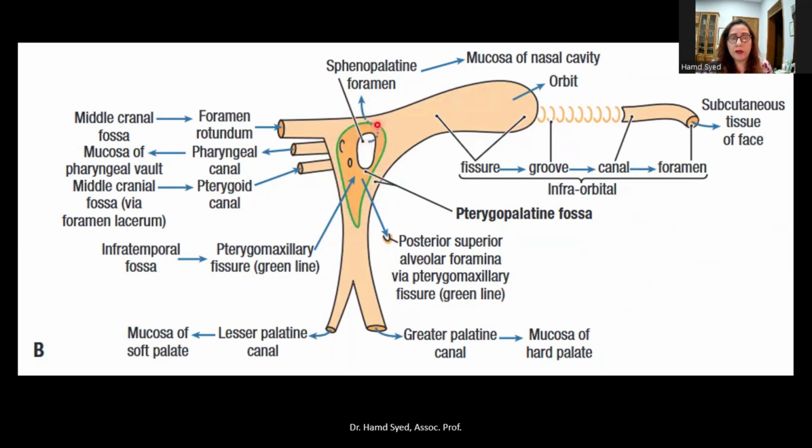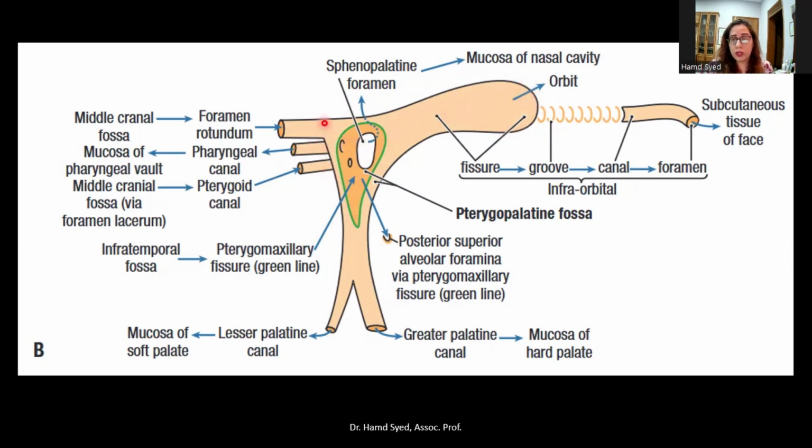The sphenopalatine foramen. Through this, the communication is with the mucosa of the nasal cavity, and this is on the medial aspect of the pterygopalatine fossa. And then below this here is the pterygomaxillary fissure, which leads to the infratemporal fossa. And then anteriorly, you can see the infraorbital fissure, which leads into the orbit.